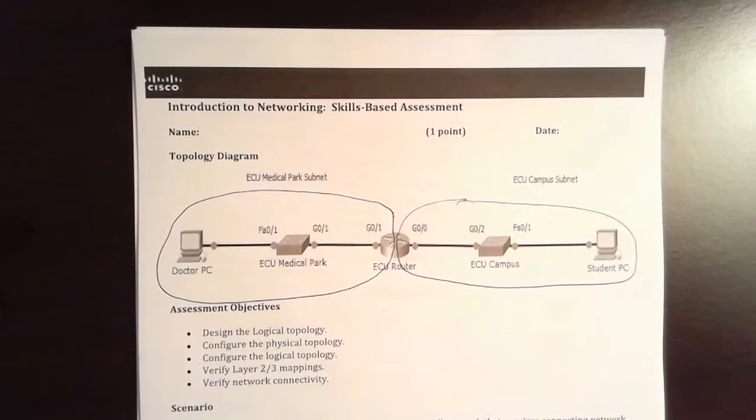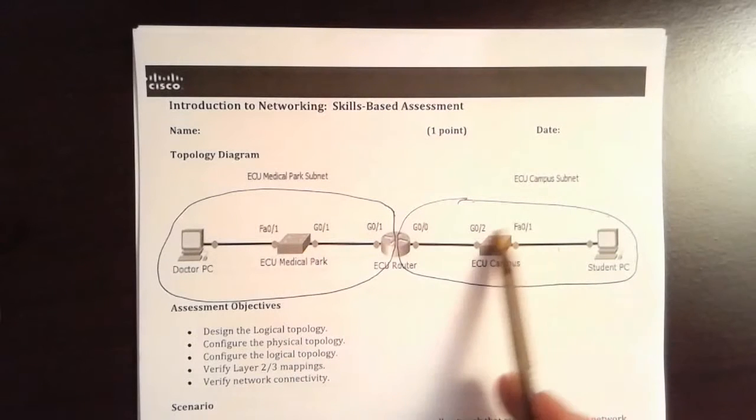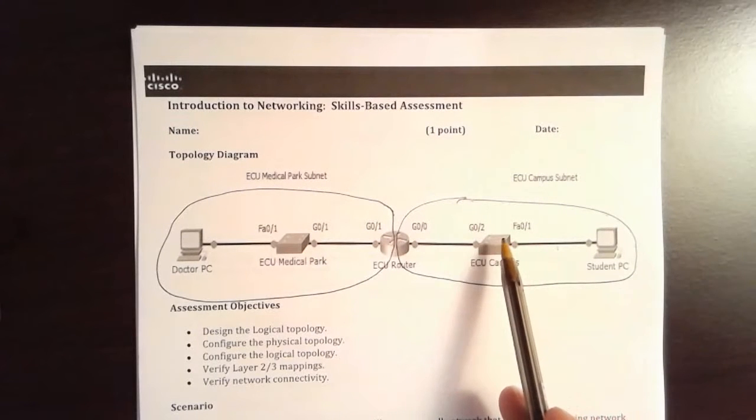All right, so on the left side we've got the ECU Medical Park subnet. Everything in that bubble, remember, can talk to each other. And you've got the ECU Campus subnet on the right. Everything in that bubble can talk to each other. Anything outside of that bubble, remember, is a different subnet, so we cannot include addresses in this one. They're completely separate from the addresses in this one. They'll have two totally different ranges.